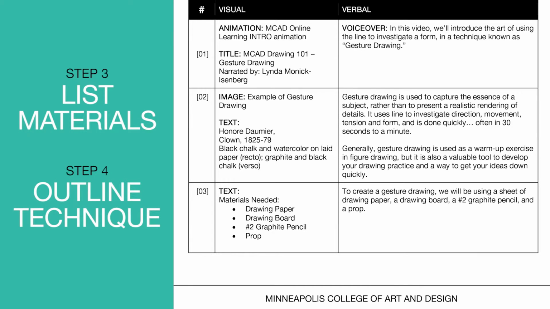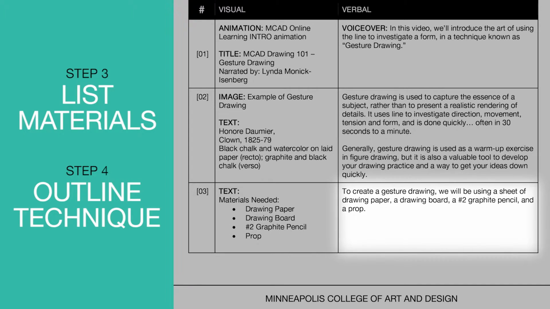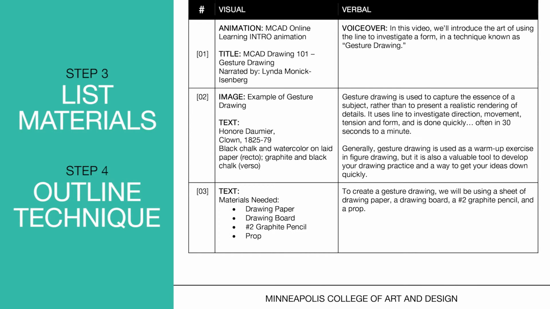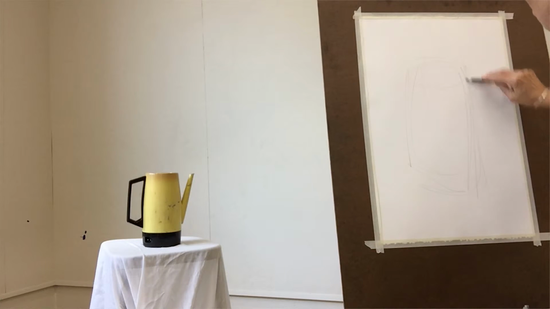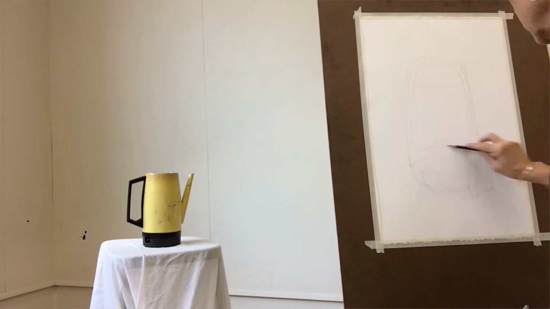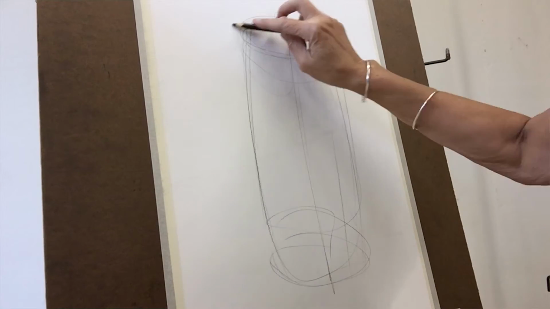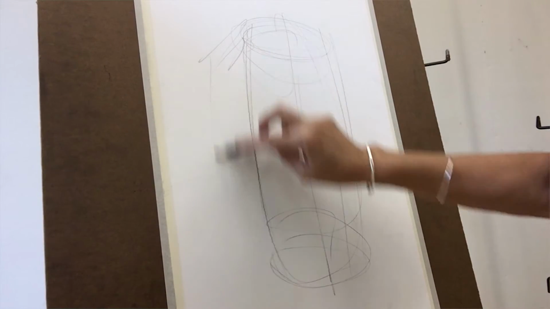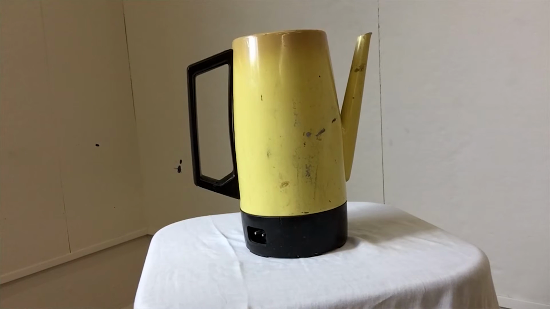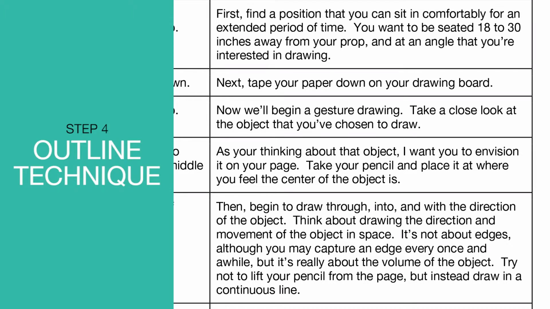If you're teaching specific techniques, like in our gesture drawing example, you'll want to list the materials required for the lesson and walk the viewer step by step through the techniques used. Our gesture video requires a sheet of drawing paper, a drawing board, a No. 2 graphite pencil, and a prop. The more defined and clear each step can be, the easier the lesson will be to follow.